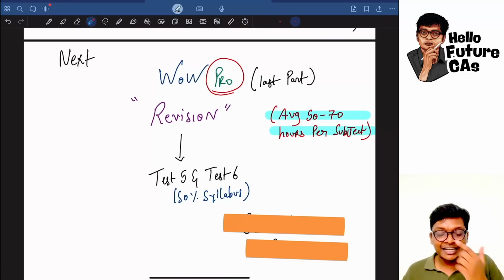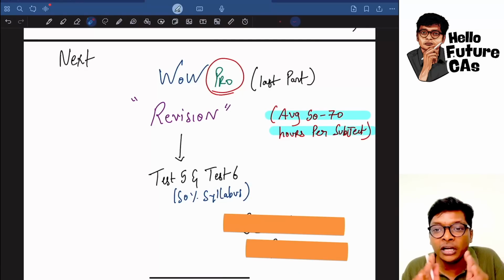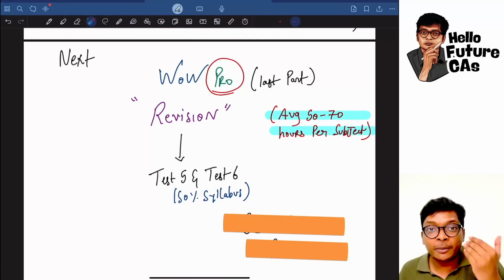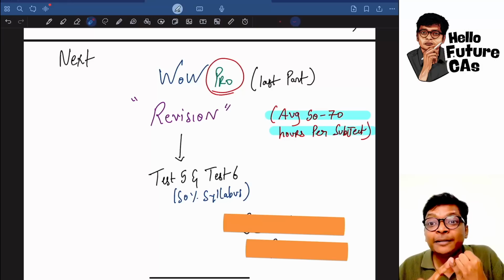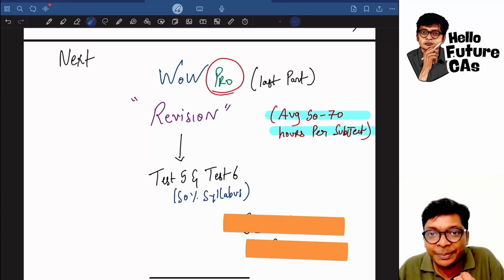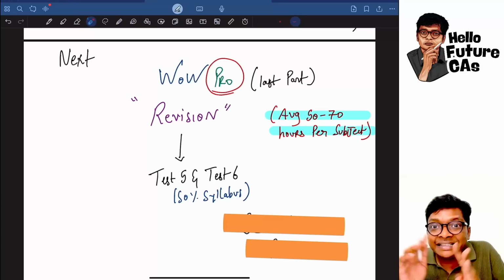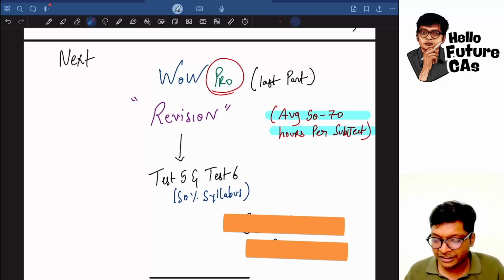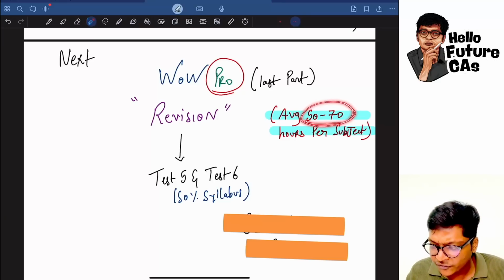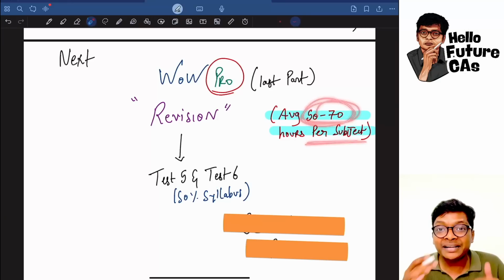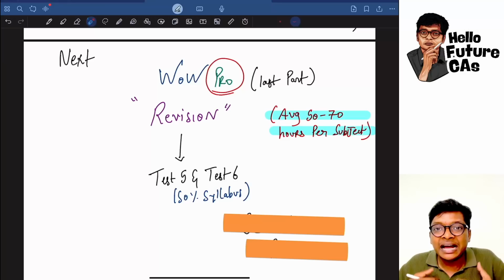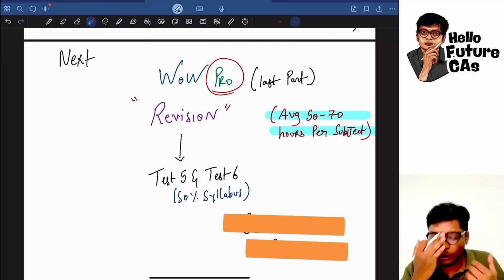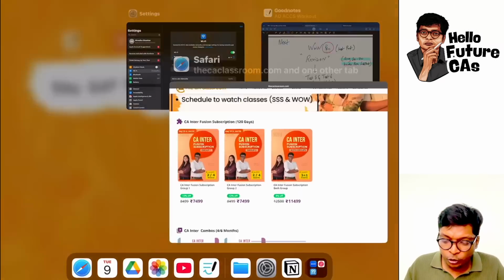But for students who have taken our classes, once the full learning is done, you need to become a pro, where you have to practice 8 model test papers, RTPs, MTPs, more additional questions from outside study material. So Wow Pro is the last folder that we give our students, which is on average 50 to 70 hours per subject, where we will be doing advanced questions. We will also be doing MCQ over here.